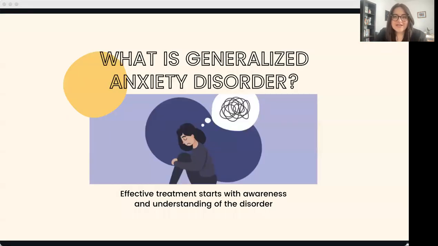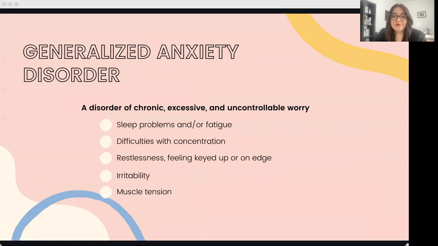So what is generalized anxiety disorder? Well, first and foremost, generalized anxiety disorder is a disorder of chronic, excessive, and uncontrollable worry. Individuals with GAD will worry about the same types of things that we all worry about in our lives, right? This can include our family, work, school, finances, health, relationships, and even more minor things like punctuality or the ability to make decisions. The main difference is that these worries are nearly always present in people with GAD, kind of like background music constantly playing in someone's mind.